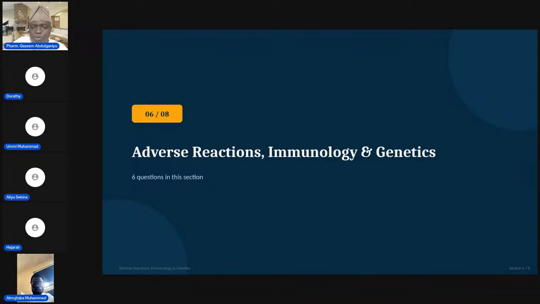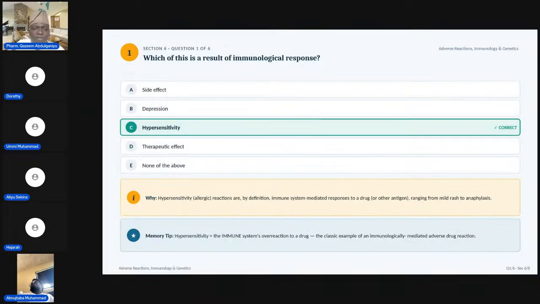So we're going to the sixth segment, which has to do with adverse reaction, immunology, and genetics. We have 6 questions here. The question here says, which of these is a result of immunological response?